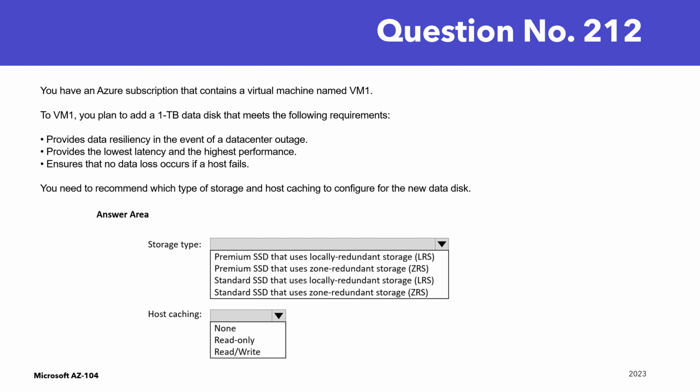You have an Azure subscription that contains a virtual machine named VM1. To VM1, you plan to add a 1 terabyte data disk that meets the following requirements: provides data resiliency in the event of a data center outage, provides the lowest latency and the highest performance, ensures that no data loss occurs if a host fails. You need to recommend which type of storage and host caching to configure for the new data disk.